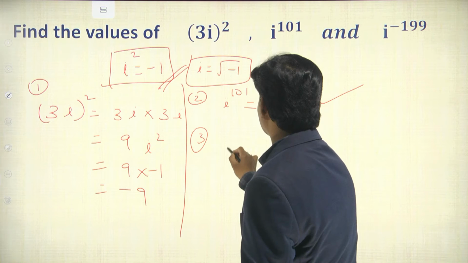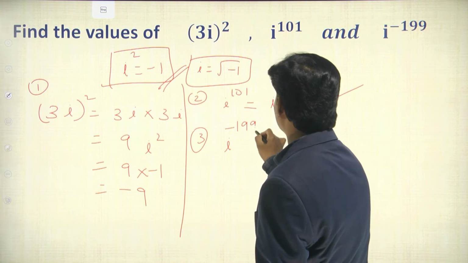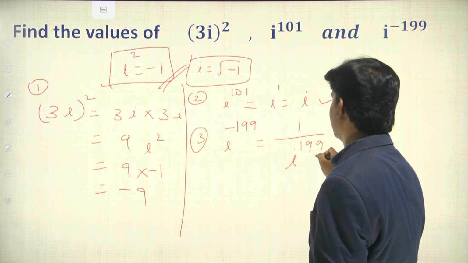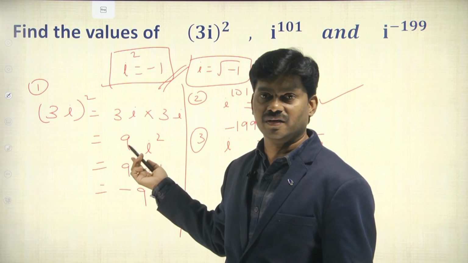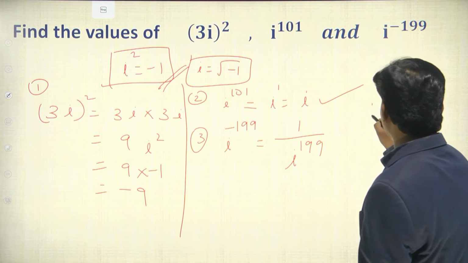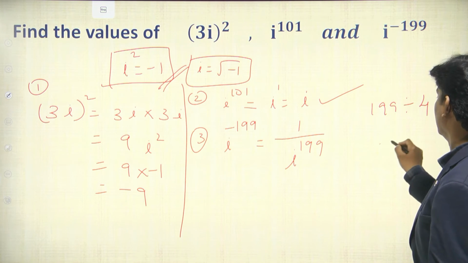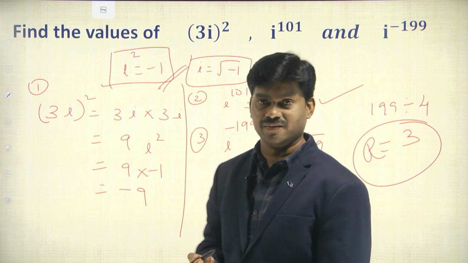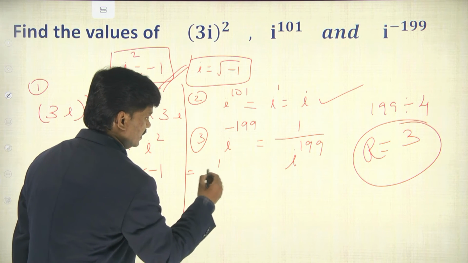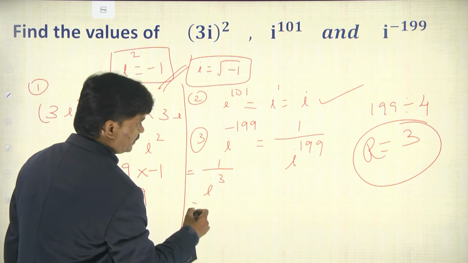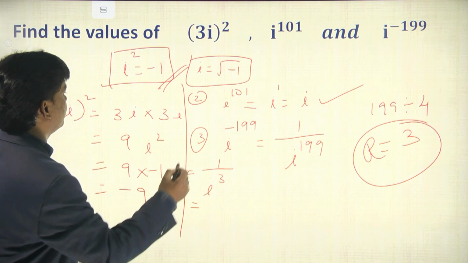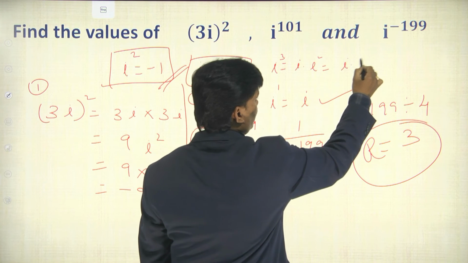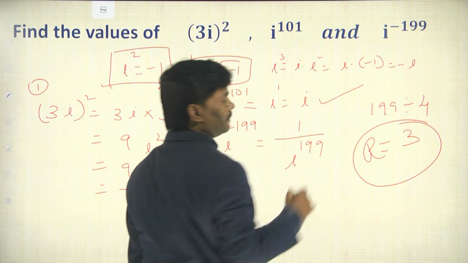And then the third question, i power minus 199. I will write it as 1 by i power 199, since it has the negative power, according to the laws of integers. So 199 should be divided by 4. What is the remainder I will get? Yes, I will get the remainder 3 here. So 1 by i power 199 is equal to 1 by i power 3. Then what is the value of i power 3? Just now we defined i power 3 as i into i square, which is i into minus 1, equal to minus i.